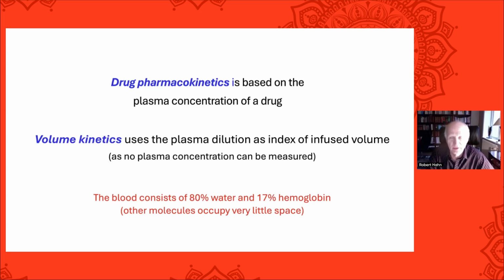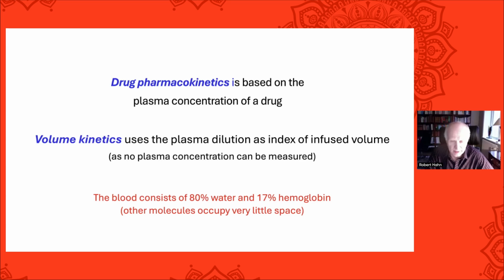The main difference is that conventional pharmacokinetics studies the concentration of a drug, and the effect of the drug is related to the plasma concentration. Volume kinetics cannot use that because we cannot determine the concentration of an infusion fluid in the blood, because the blood is mostly water. And an infusion fluid, the volume is water, mainly water.